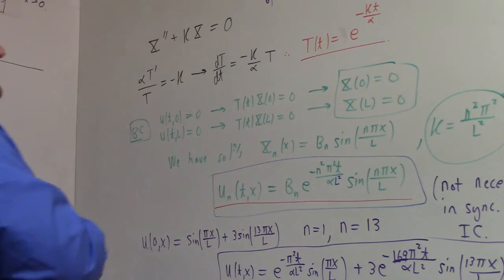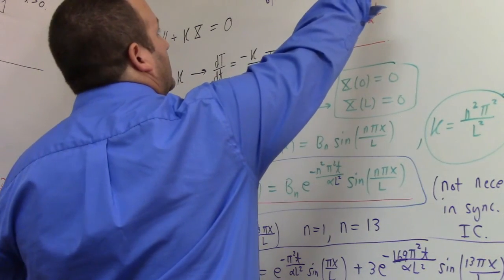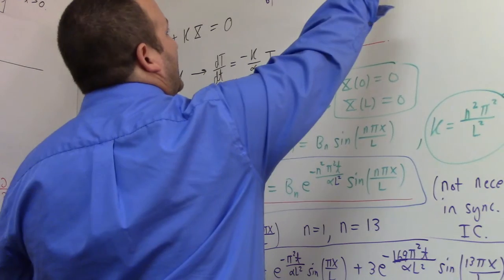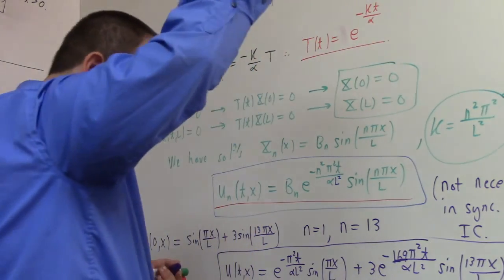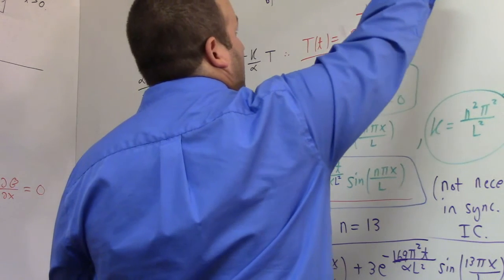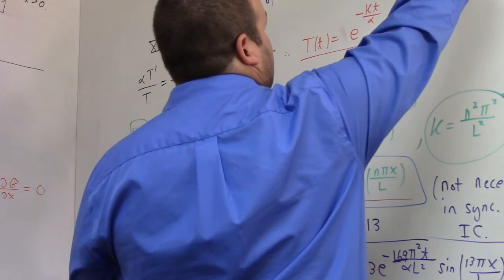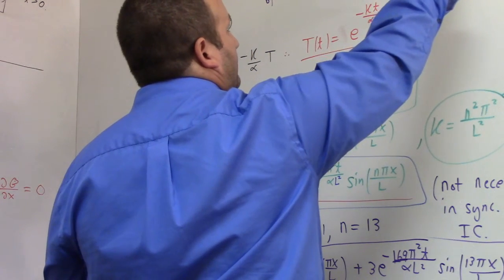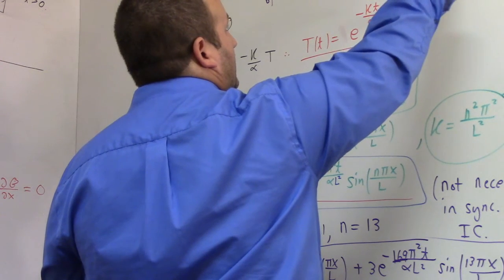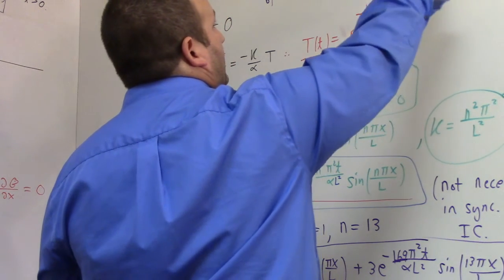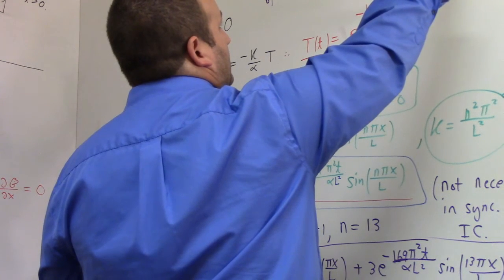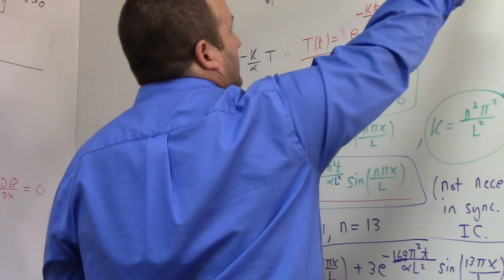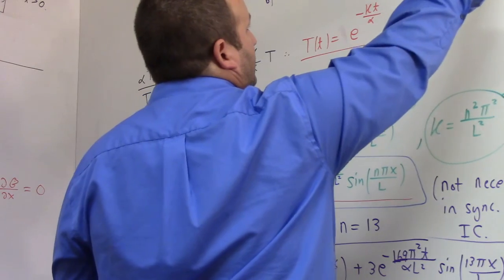So that would be something like u of t, x. Actually, I'm almost at a very good stopping point. u of t, x is equal to, well, you could make something like x for 0 less than or equal to x less than or equal to L over 2, and then L minus x for L over 2 less than or equal to x less than or equal to L.